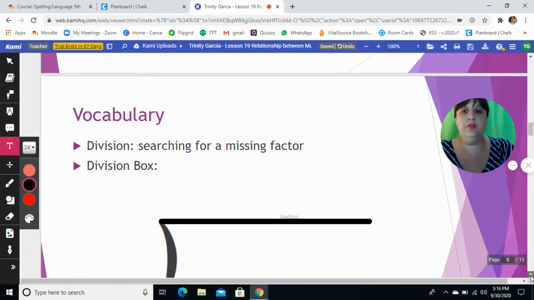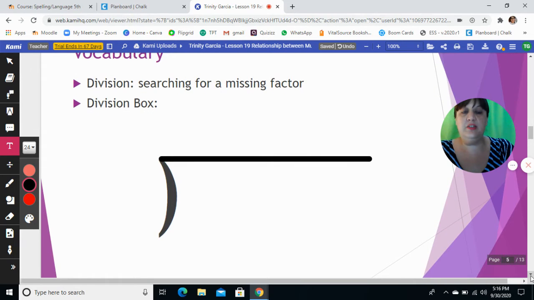Okay, here's some vocabulary for you today. Add some vocabulary. Division is searching for a missing factor, and this is our division box. When you see this symbol, it is a division box. Some people say division symbol. So division box or division symbol, and division is when we're searching for a missing factor.